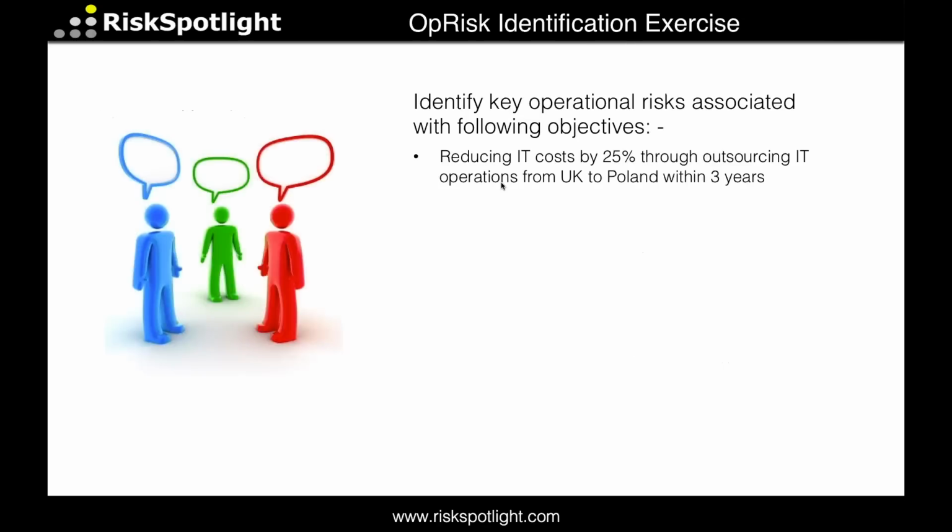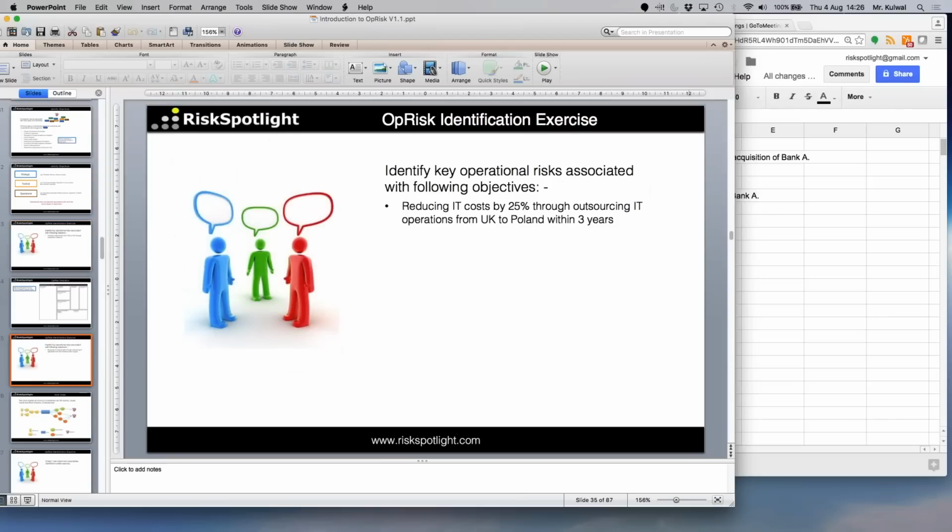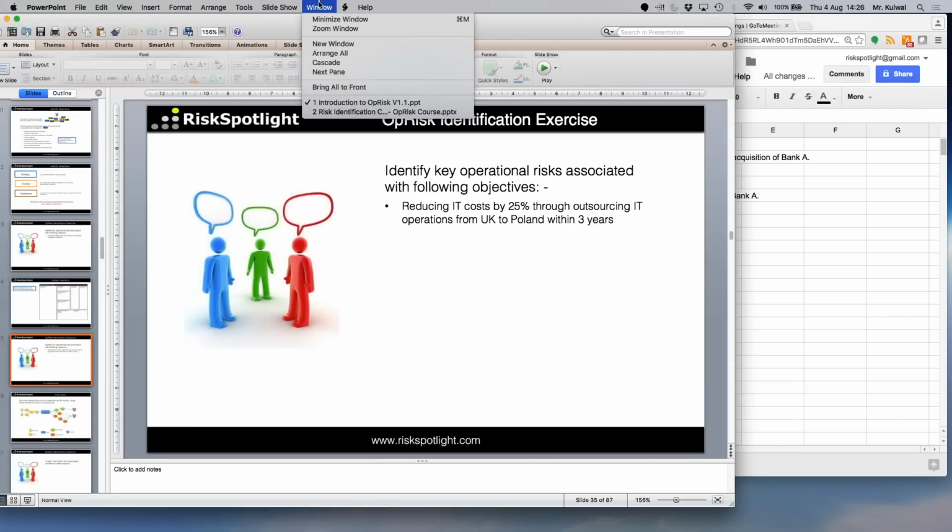So let's try to use this tool then on one of the examples. In this case, I will change the objective. Here we are having some financial difficulties, and we want to reduce our IT cost by 25%, where we have some IT operations in UK, and we're trying to now move the majority of the IT operation from UK to Poland, so that we are able to reduce our IT cost by 25% in the next 3 years. So that is the objective the bank wants to achieve.